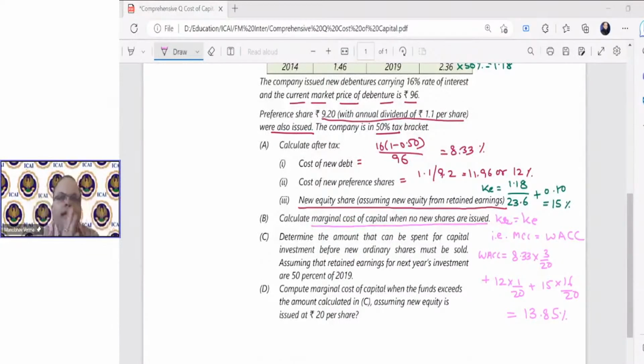See, we need to understand here there is no marginal cost of capital. It's the same as WACC because no new equity shares are issued. Marginal cost concept arises when there are additional shares because there the cost of equity will go up. That's a marginal cost. Cost for raising additional share capital, additional rupee of capital.